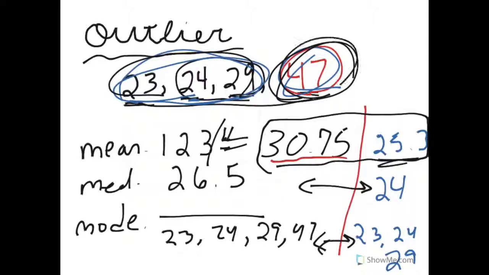When you add in that 47-year-old new teacher, new to the building teacher, you end up with 30.75. It jumps up quite a bit. So in this case, you could say that the outlier, the 47-year-old teacher, really affects the mean, or the average age.